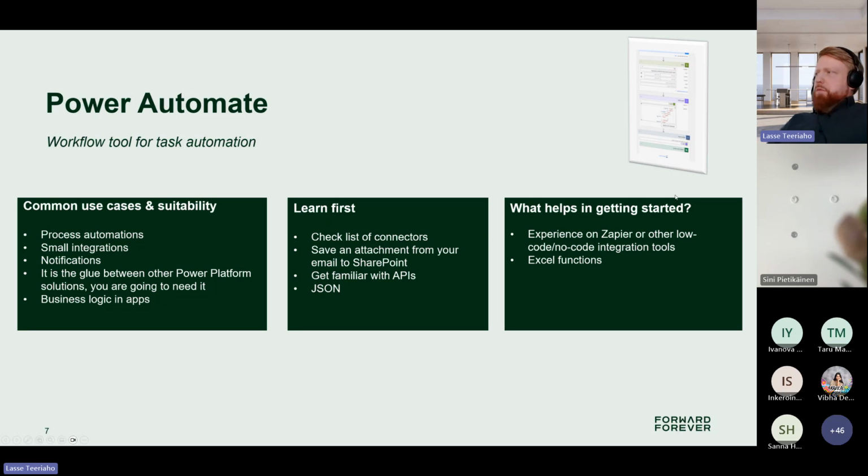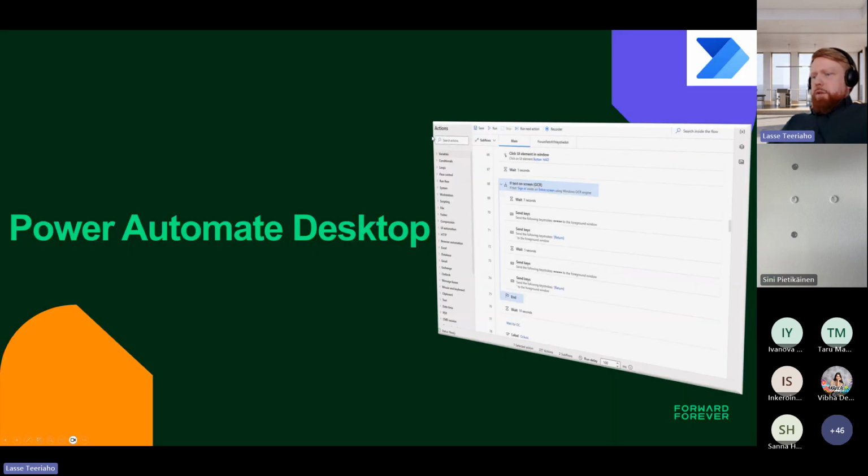And what will help you to get started is that if you have ever used some other low-code automation tools, for example Zapier, Power Automate is actually quite similar to that. It's just drag and drop and you have the connectors available. Also, if you are good with Excel functions, then you will be good also with Power FX. You are going to need Power FX to do some data manipulations as well. Good, that's briefly Power Automate. You will see a bit more later on.